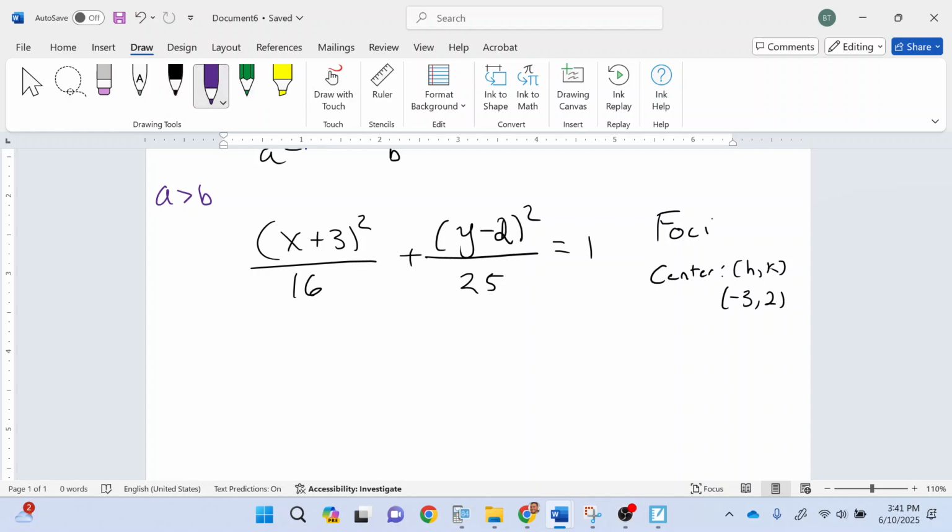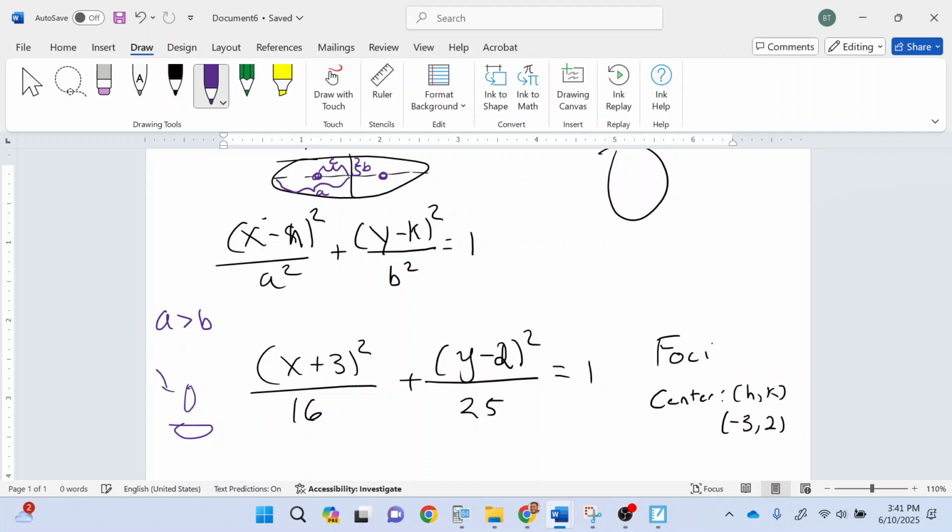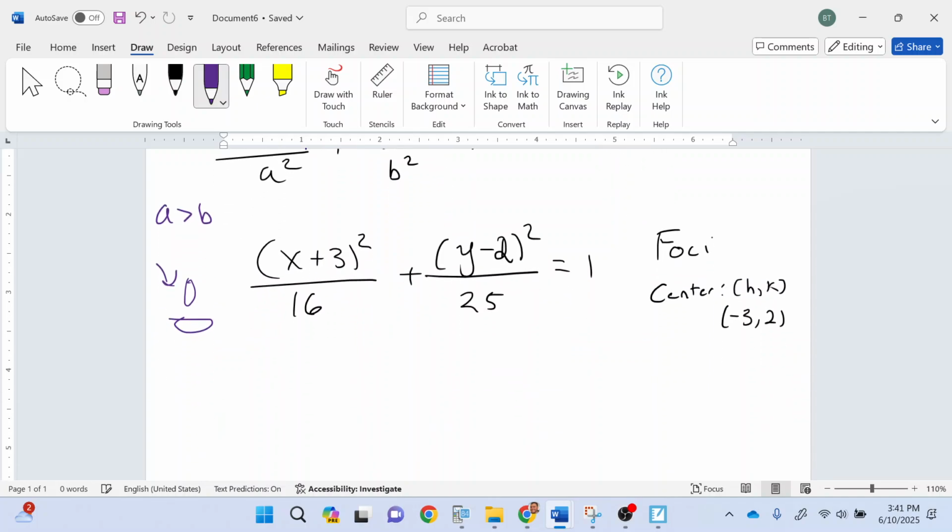Then you have to decide, is it going to be more long or more tall? In this case, since this number is bigger underneath the y value, it is tall. So now I know from negative 3 comma 2, I am going up and down from that center point. So I'm going up and down.